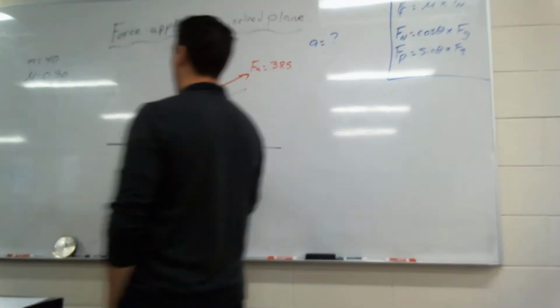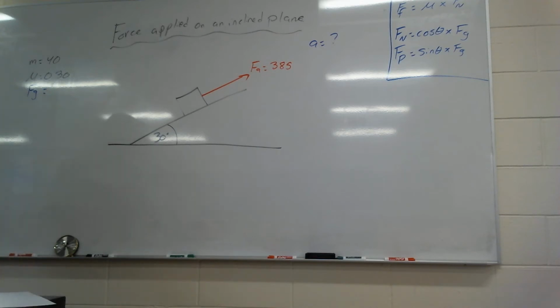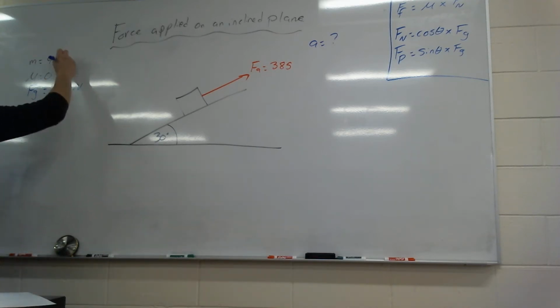Let's find force of gravity first. It should be our easiest one. Force of gravity equals, again, just mass times 9.8. So I get 392 newtons. Put kilograms here.